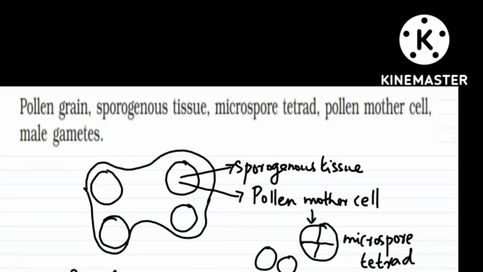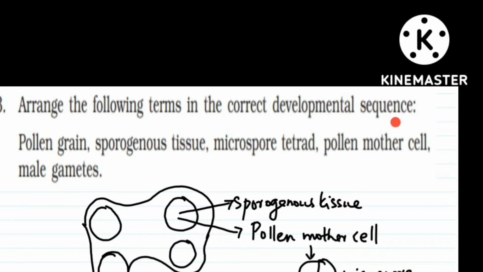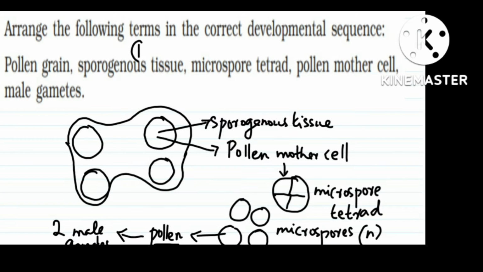Now to form the order, the first will be sporogenous tissue, and inside the tissue there will be the pollen mother cell. Then the pollen mother cell will divide to form the microspore tetrad, which will become the pollen grain, and pollen grains are the carriers of male gametes. So this will be the sequence.